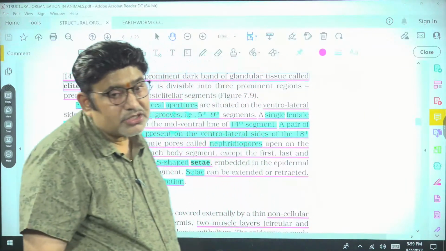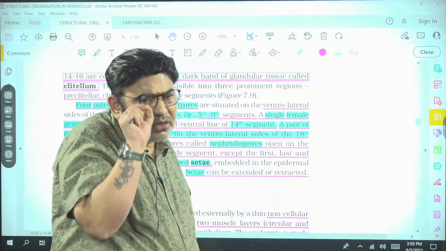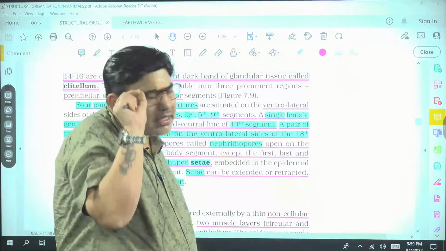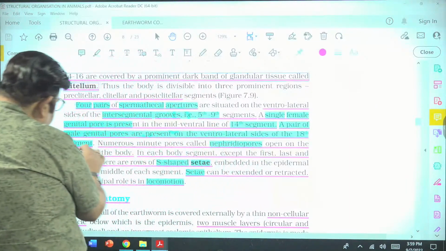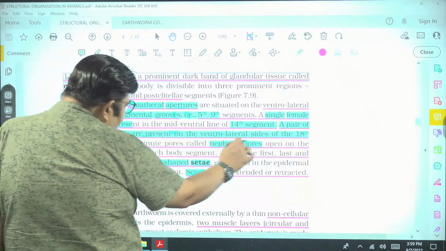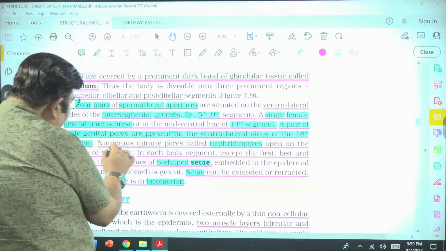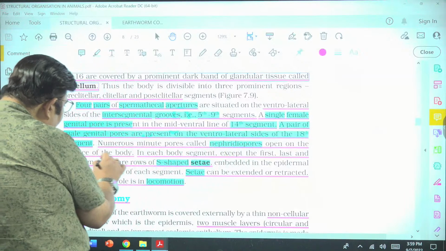Now, there are some genital papillae. Papillae means just a projection, a small thing coming out. Dear children, see this one. A pair of male genital pores are present on the ventrolateral side of the 18th segment. Numerous minute pores called nephridiopores open on the surface of the body.